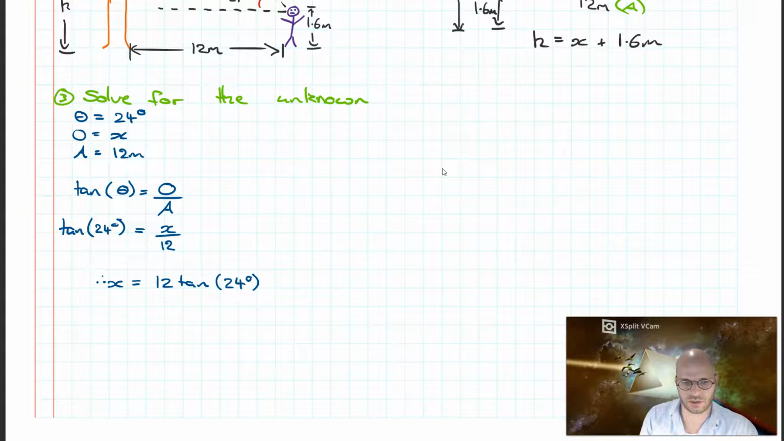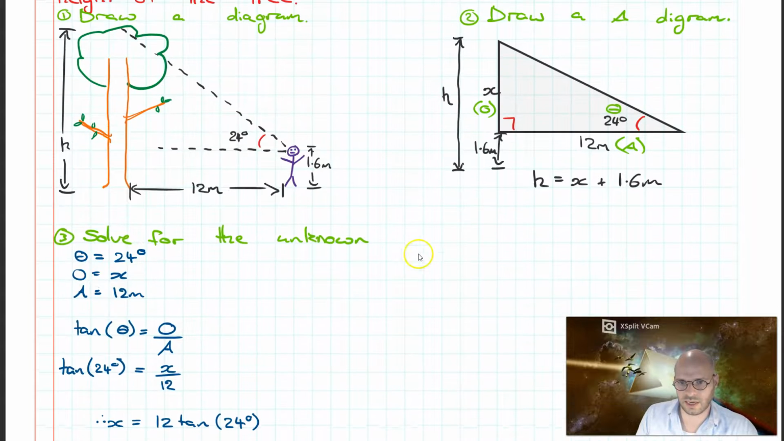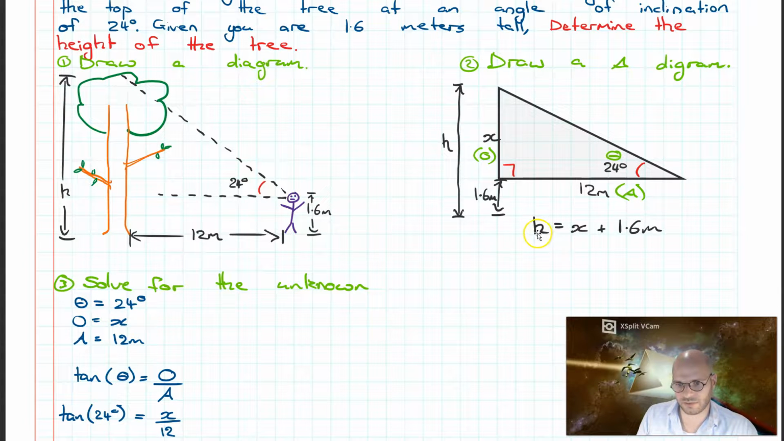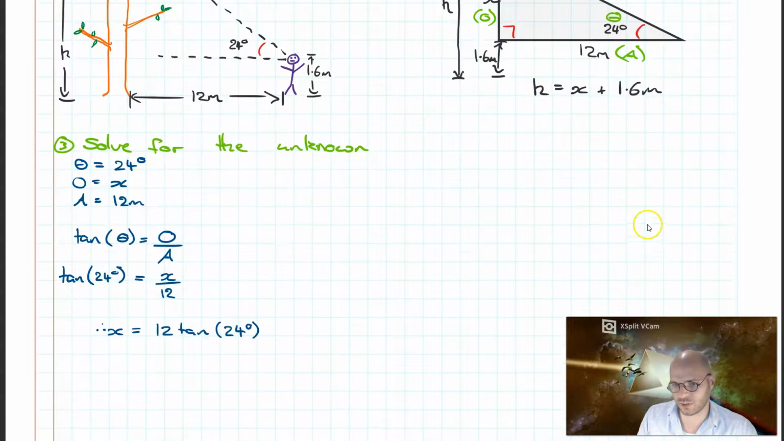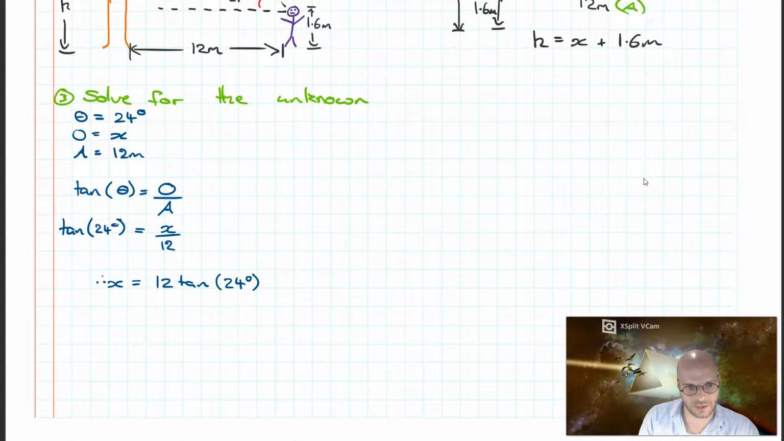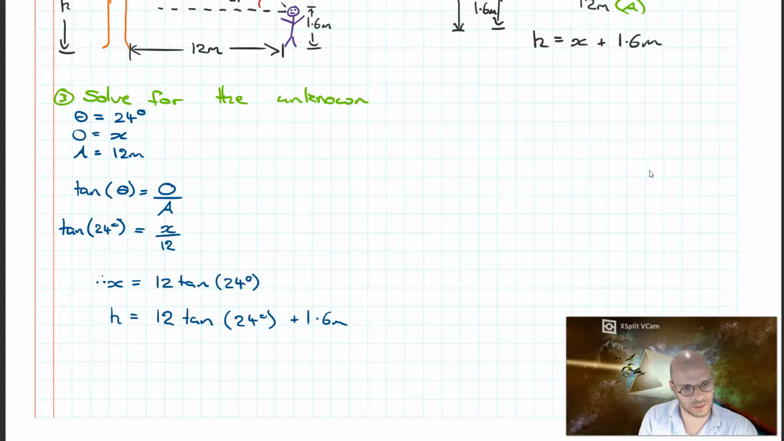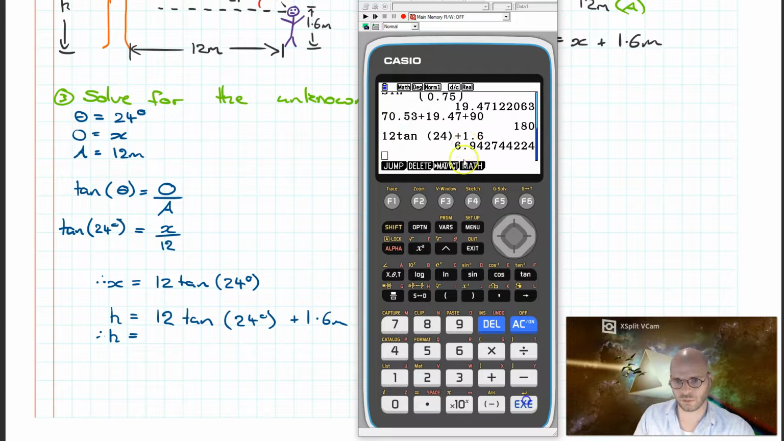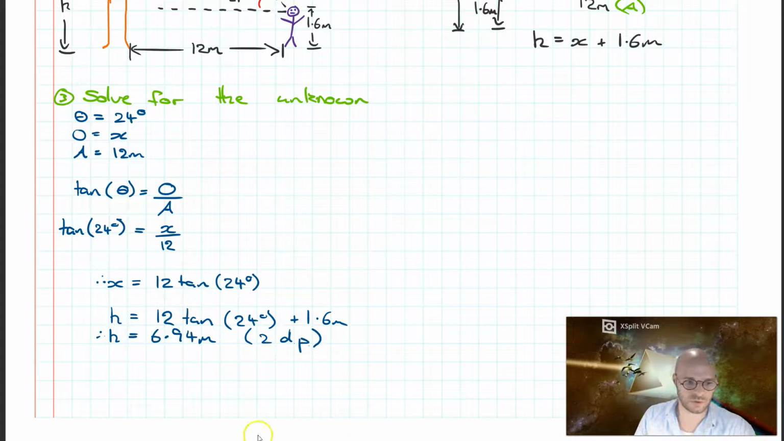Notice I'm not going to evaluate it just yet. Now, what we're really trying to find is the value of h here. Now, the expression for the value of h is x plus 1.6 meters. So to find h, we go x plus 1.6 meters, and then evaluating this, we get our calculators. We get a value of 6.94 to 2 decimal places. So thus we find the height of the tree is 6.94 meters.